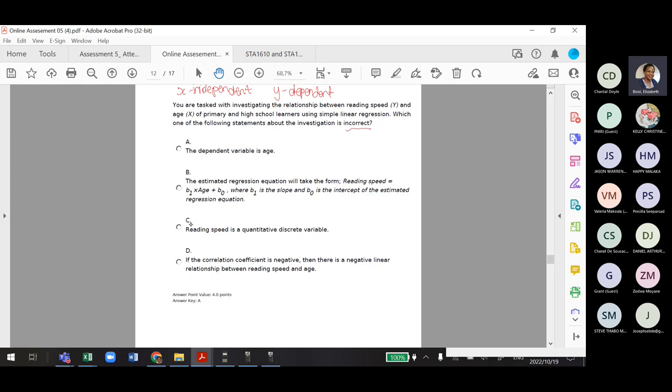Number C, the reading speed is a quantitative discrete variable. I've already gave you the answer because I'm showing you the answer on this question. D, if the correlation coefficient is negative, then there is a negative linear relationship between reading speed and age. And the answer here would be A: age is a dependent variable.